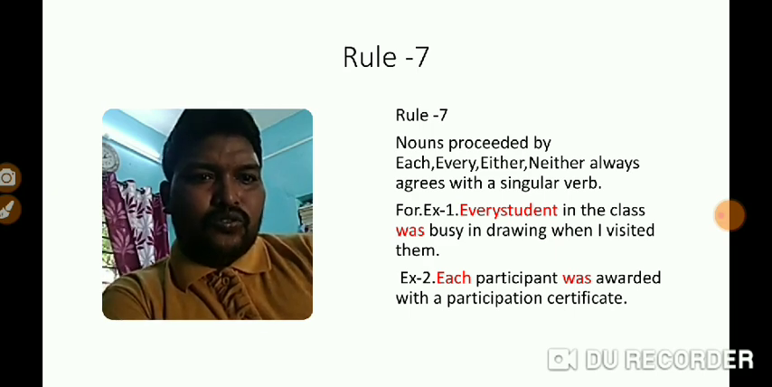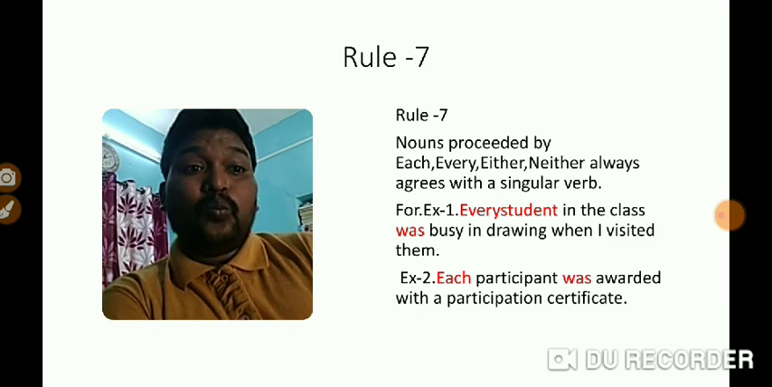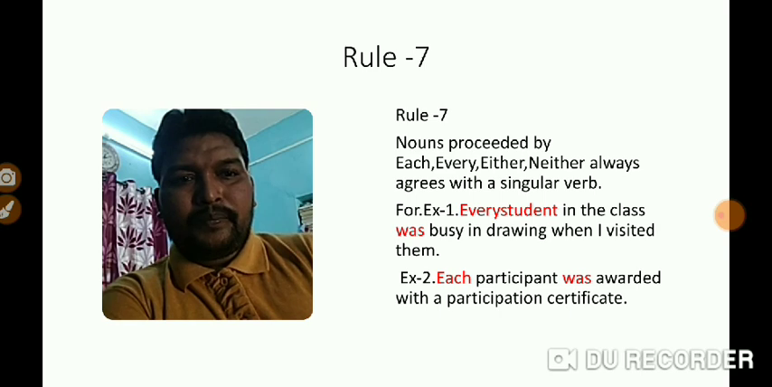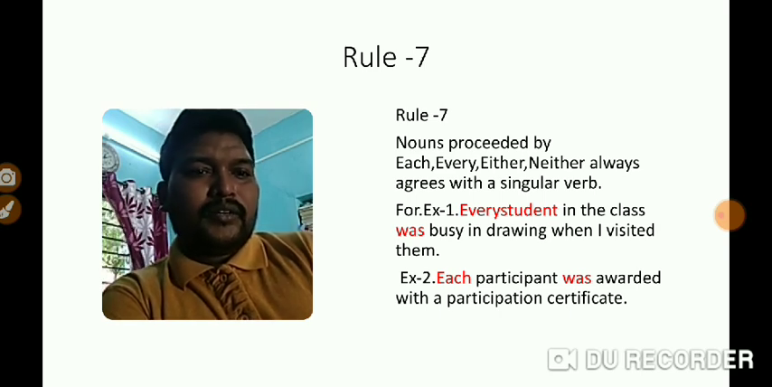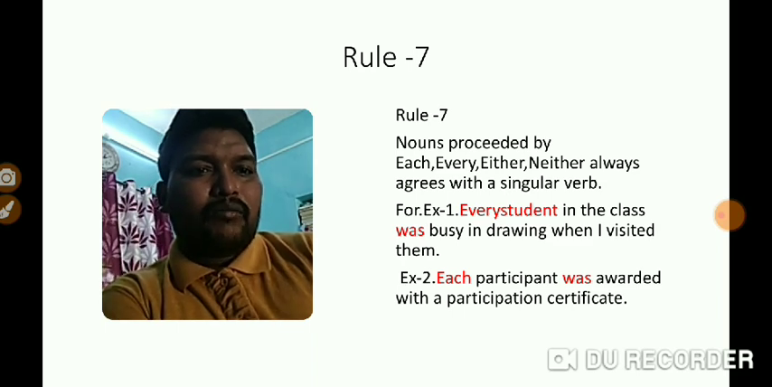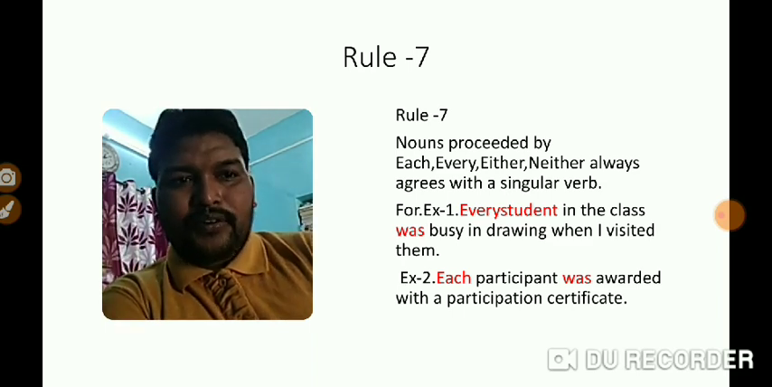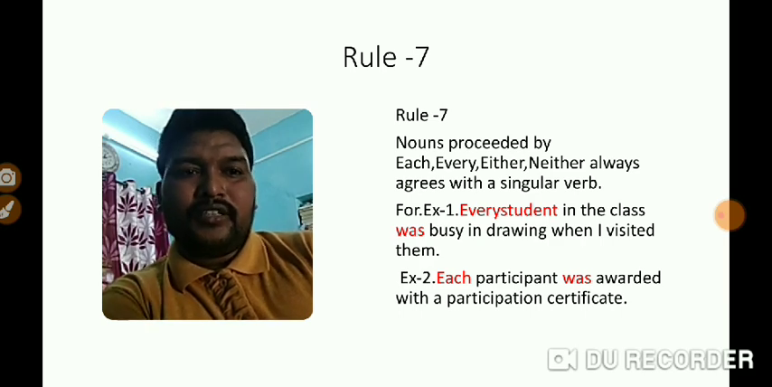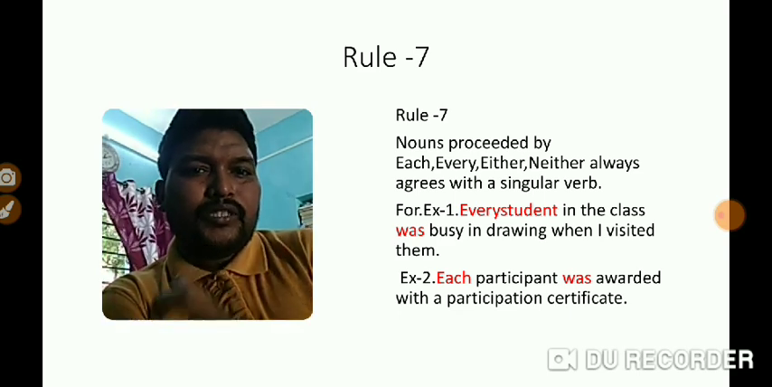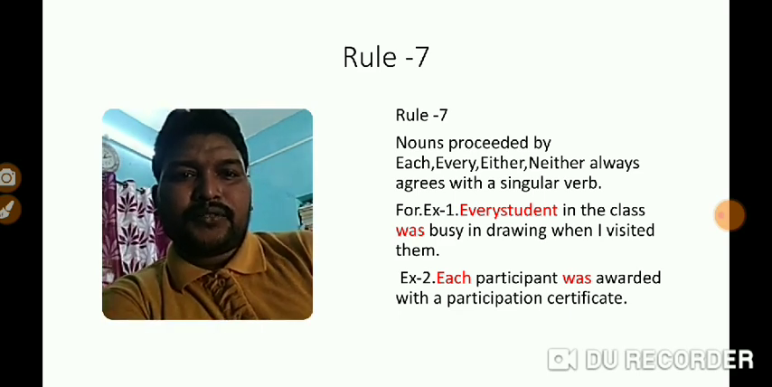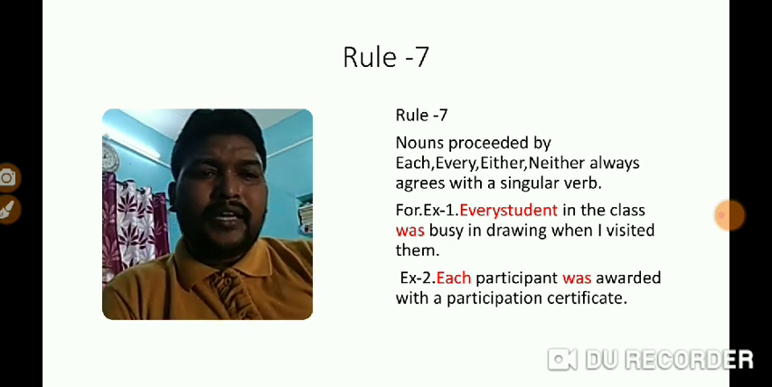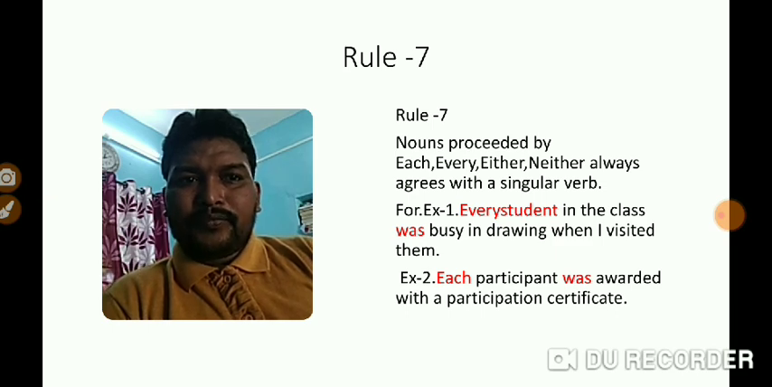Similarly, one more example goes, each participant was awarded with a participation certificate. Participant is our subject here. It's a singular subject preceded by the word each, which again refers to a singular subject. So in such cases, definitely the verb that agrees with it should be singular. So I hope it's clear, right?